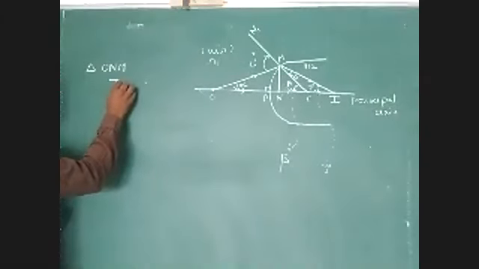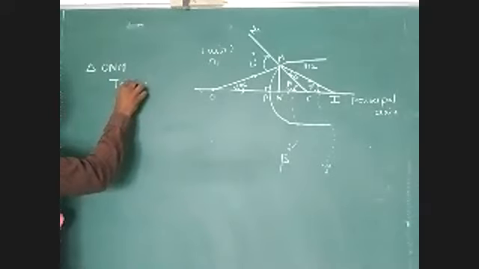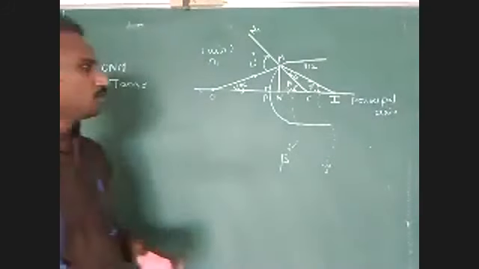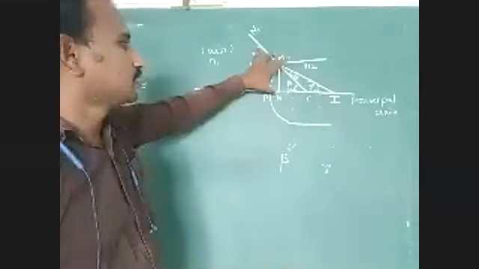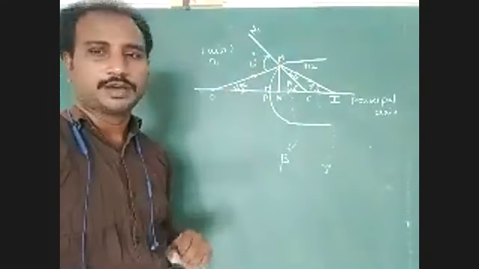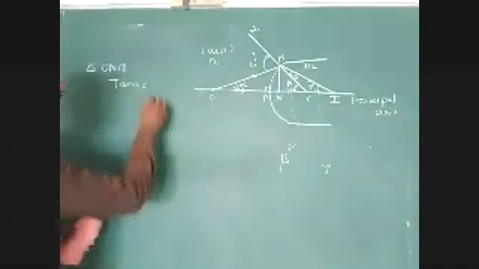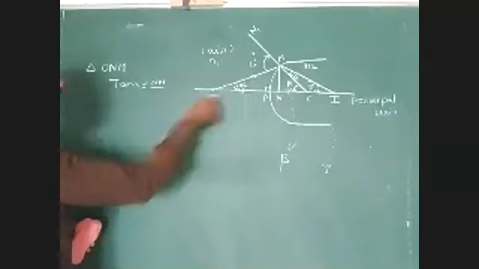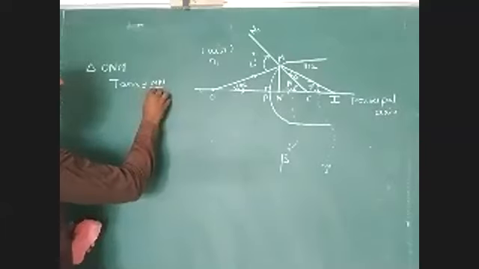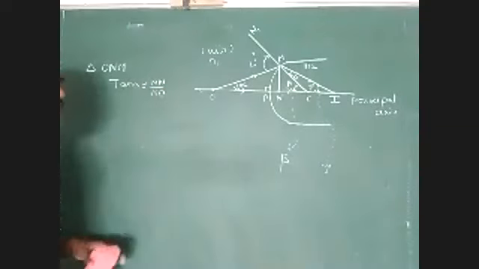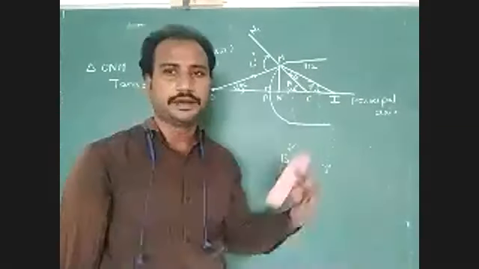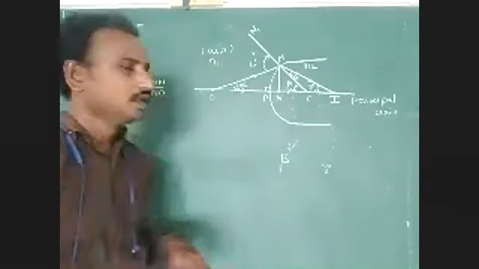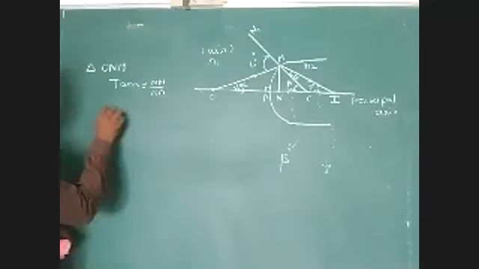In triangle ONM, tan alpha equals opposite side by adjacent side. Right? That is MN divided by the adjacent side NO. So tan alpha equals MN divided by NO.